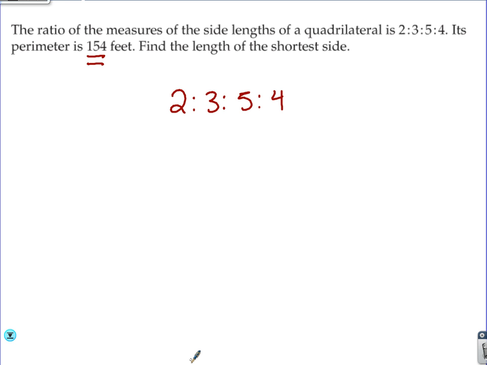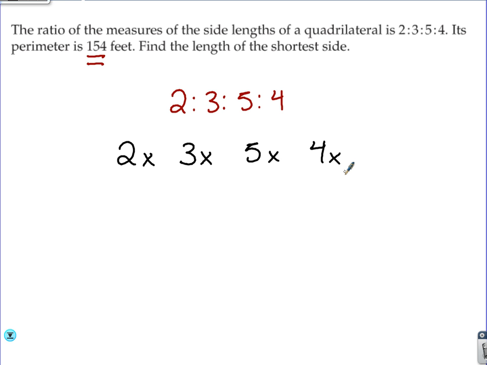So I know that since my ratio is 2 to 3 to 5 to 4, my side lengths are going to be some multiples of 2, 3, 5, and 4. Like I could multiply all these by 2, or by 3, or by 4, and that would give me some ratio that reduces to this. But I don't know what number to multiply by. So I know my side lengths are 2 times something, 3 times that same something, 5 times that same something, and 4 times that same something. Those are the side lengths. But I don't know what the something is.